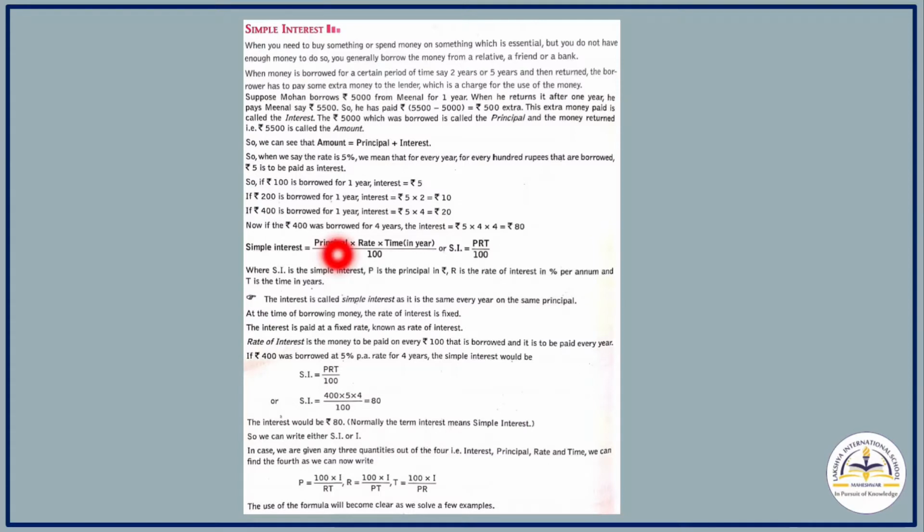Now here in this topic the formula of simple interest is given. Simple interest equals principal into rate into time in years divided by 100, or in short form we can write SI = P × R × T / 100. Here SI means simple interest, P means principal in rupees, R means the rate of interest in percent, and T is time in years. The interest is called simple interest as it is the same everywhere on the same principal.